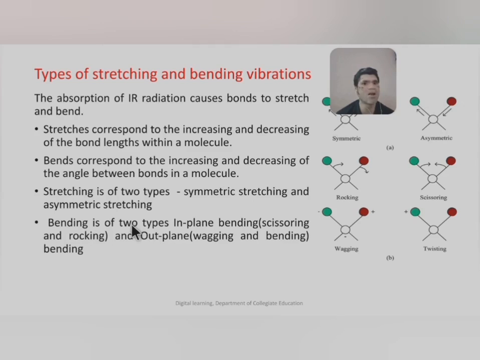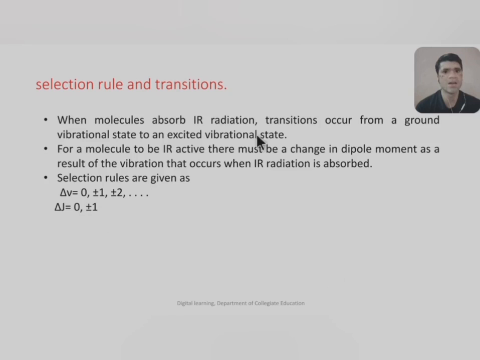And bending is also of two types. One is in-plane bending. In-plane bending can be scissoring and rocking. So these are in-plane bending. And out-of-plane bending. Out-of-plane bending is wagging and twisting. So these are the types of stretching and bending which take place in the molecule on absorption of radiation. So these are the selection rules.